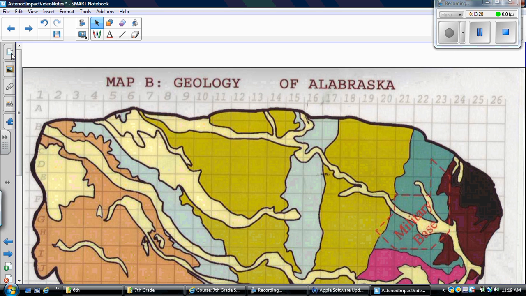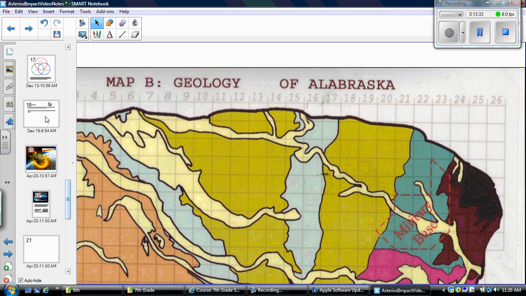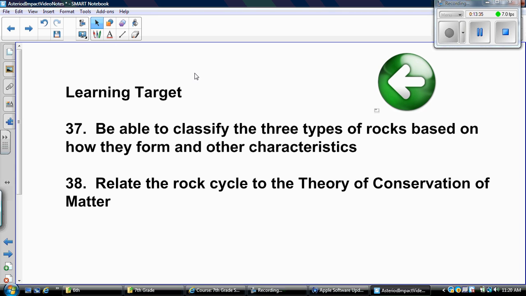This information will also be on my website under the video for you to look over the letter again that I just read to you. These maps will also be attached as well. So hopefully you will be using what you have learned in targets 36, 37, and 38 to help you address this problem. Good luck.